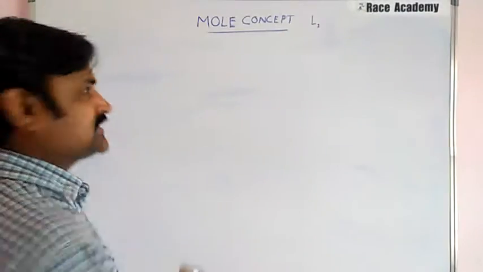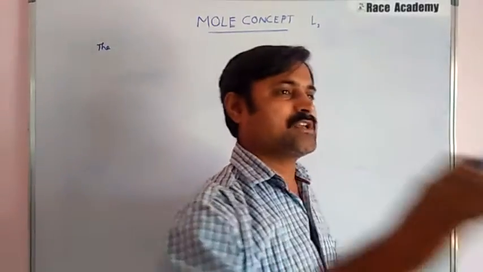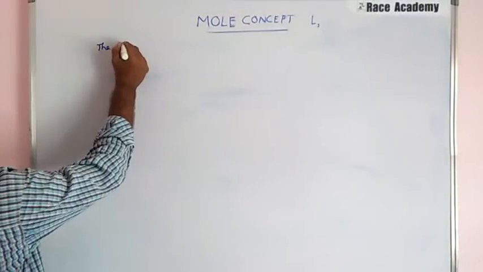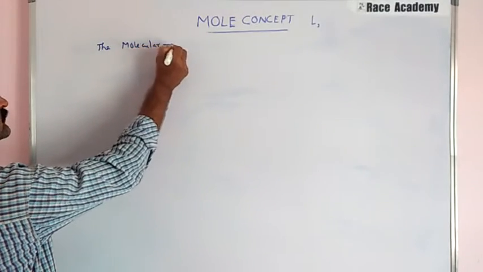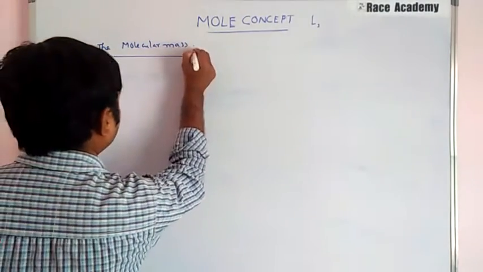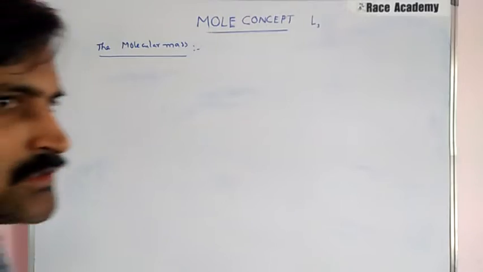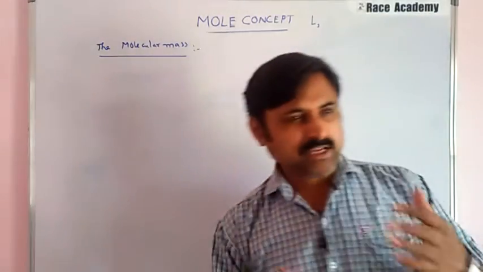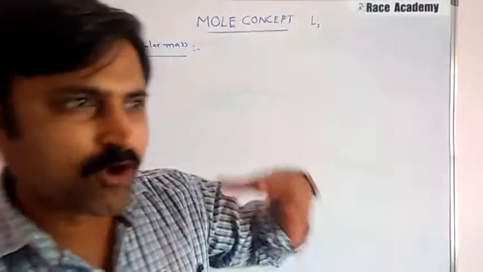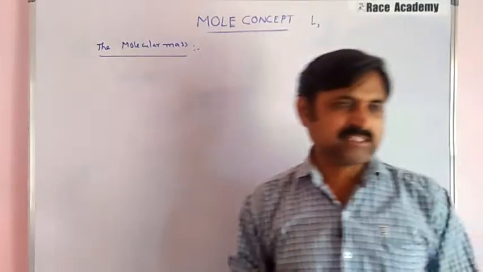Now what is the point? That is the molar mass. You can also call it molecular mass. Most of you know that the molecular mass of a compound can be determined from its formula, by adding the atomic masses of each atom present in the formula.